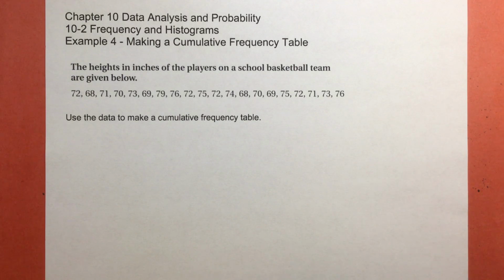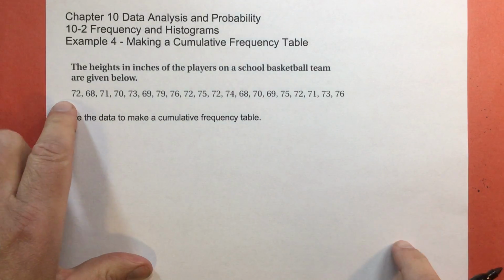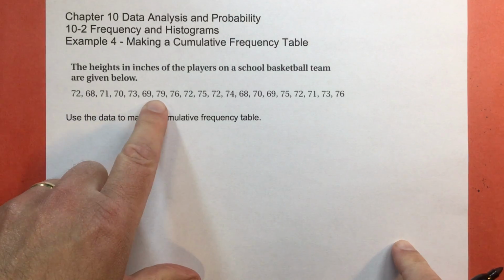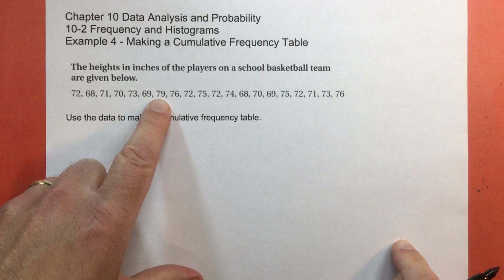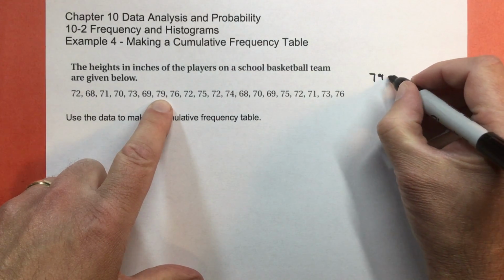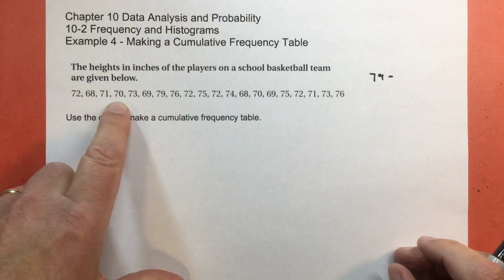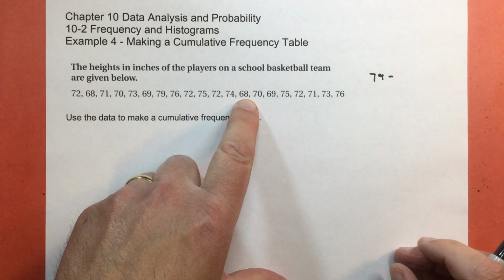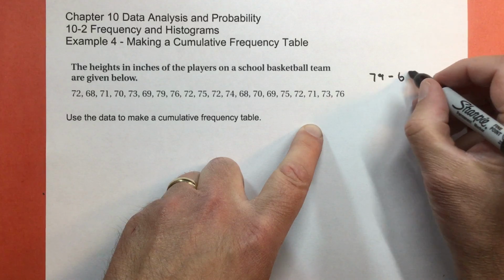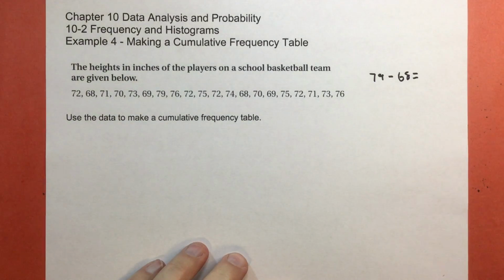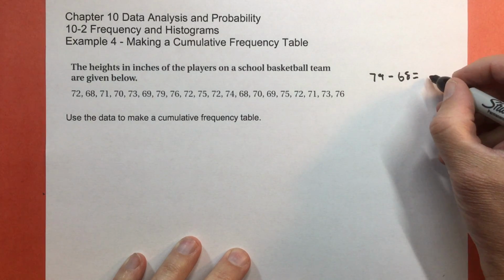Again, I have to decide what my intervals are going to be. These are the heights in inches of the players on a high school basketball team. Let's find the largest number, the tallest person. Here's 72. Anyone higher than 72? Here's 73. Here's 79. Anything in the 80s? So I've got 79. And here's a 68. Anything lower than 68? I see a 67, 69, 68, another 68. So the range is going to be 79 minus 68, which is 11.